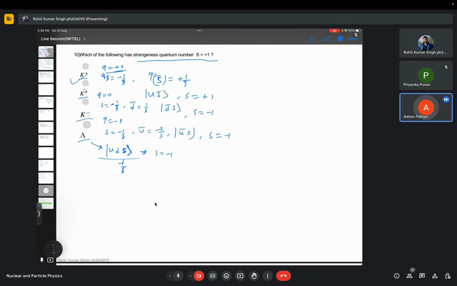So yeah, this is a little trick you can use. So you don't always have to use the isospin method that the quark model lecture had taught for figuring out quark content. But yeah, I mean, you can use isospin also. Sometimes isospin can help in some cases.